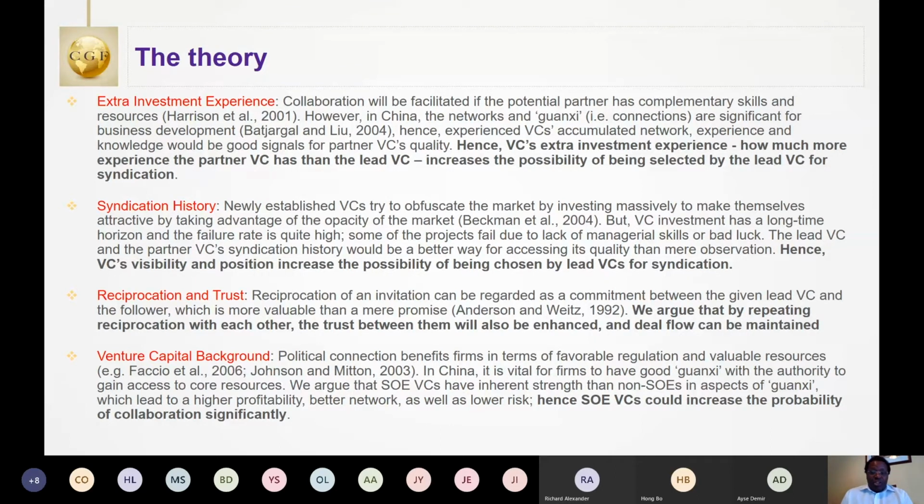Okay, that's what the theory is. So that increases the possibility of being selected by the lead VC for syndication. So to be selected as a partner VC, you actually need to be able to beat the experience of the lead VC.